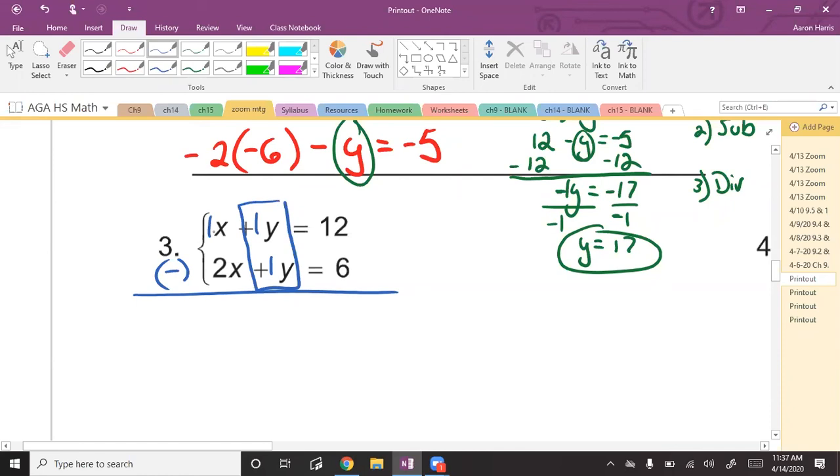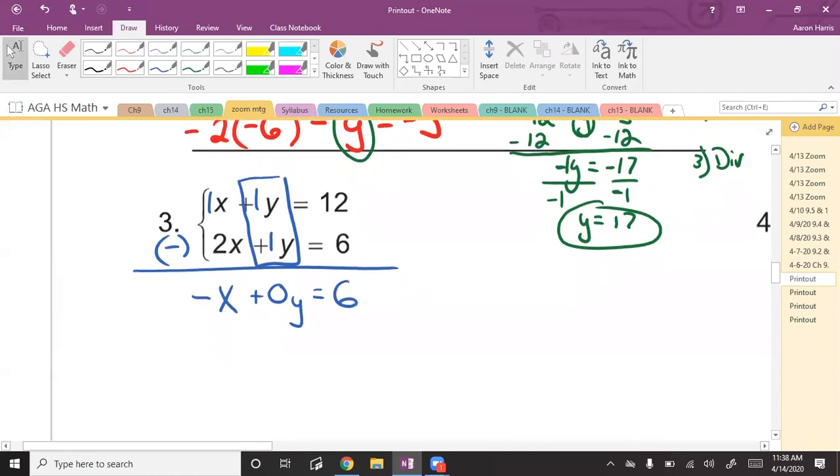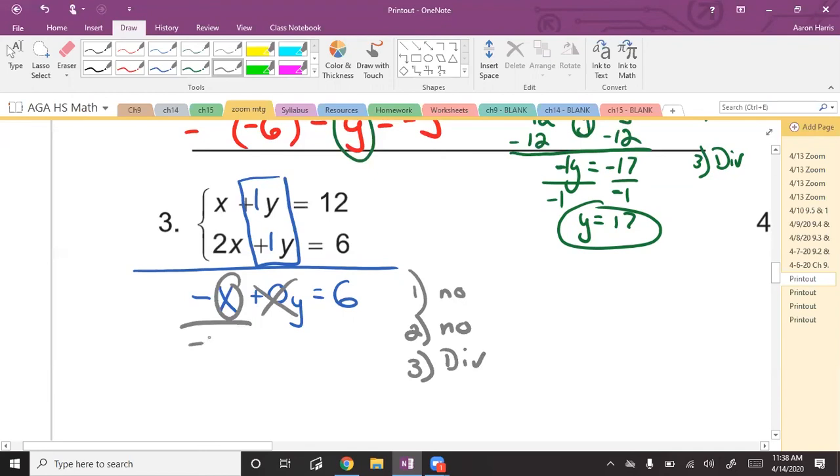1x minus 2x. That's negative x. 1 minus 1 gets me 0 y's. Don't forget your equals. 12 minus 6 is what? 6. Now, all I have to do is solve for this x. Step 1 says do what? Simplify, combine like terms. Nothing to do. Remove addition, subtraction. Nothing to do because this isn't really there. 0 times y is 0. So step 3, remove all multiplication, division. I'm going to divide. What am I dividing by? A -1.